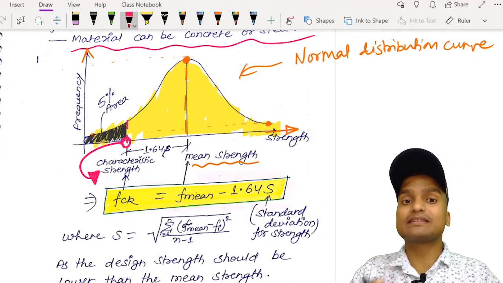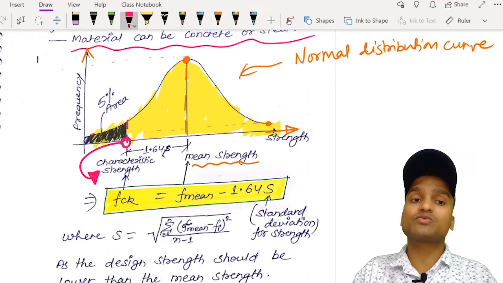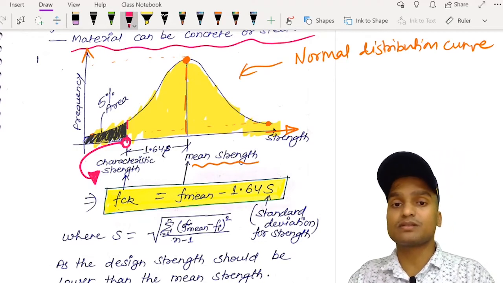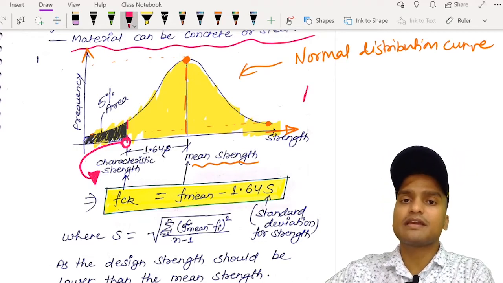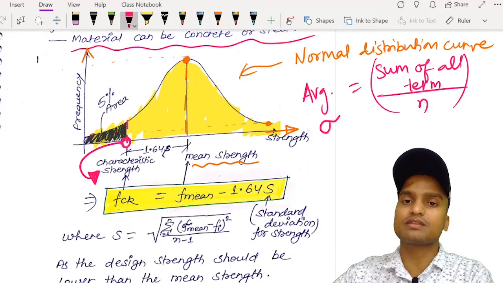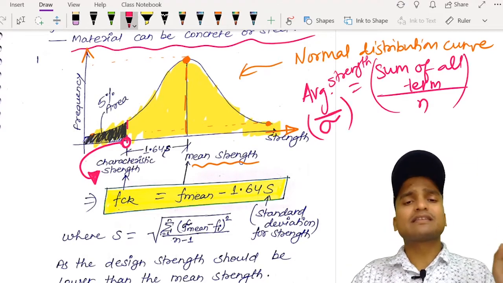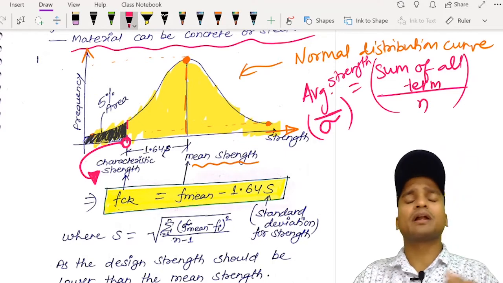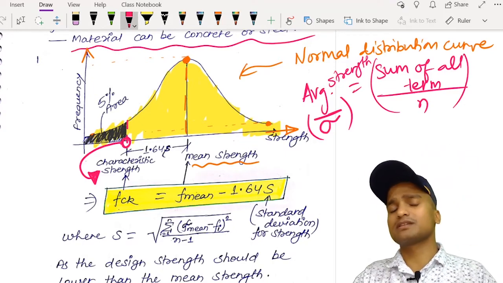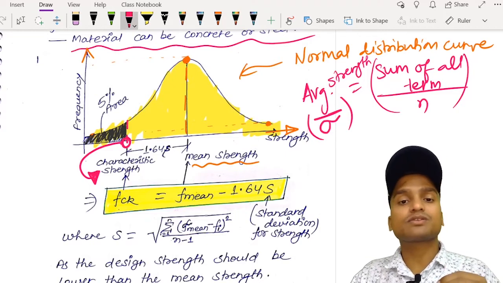नाउ इफ यू लुक एट दिस कर्व, वी कैन डेराइव अ रिलेशनशिप बिटवीन द मीन स्ट्रेंथ एंड कैरेक्टरिस्टिक स्ट्रेंथ. मीन स्ट्रेंथ किसे कहते हैं? एवरेज स्ट्रेंथ को. सम ऑफ ऑल टर्म्स डिवाइडेड बाय नंबर ऑफ टर्म्स. अगर सिग्मा मेरा स्ट्रेंथ है तो उसे मीन स्ट्रेंथ सिग्मा बार लगा देते हैं. आपने सारे सैंपल्स के रिजल्ट को ऐड किया और 100 से डिवाइड कर दिया, मीन स्ट्रेंथ पता चल गया. बट वी कैन ऑल्सो कैलकुलेट द वैल्यू ऑफ कैरेक्टरिस्टिक स्ट्रेंथ.